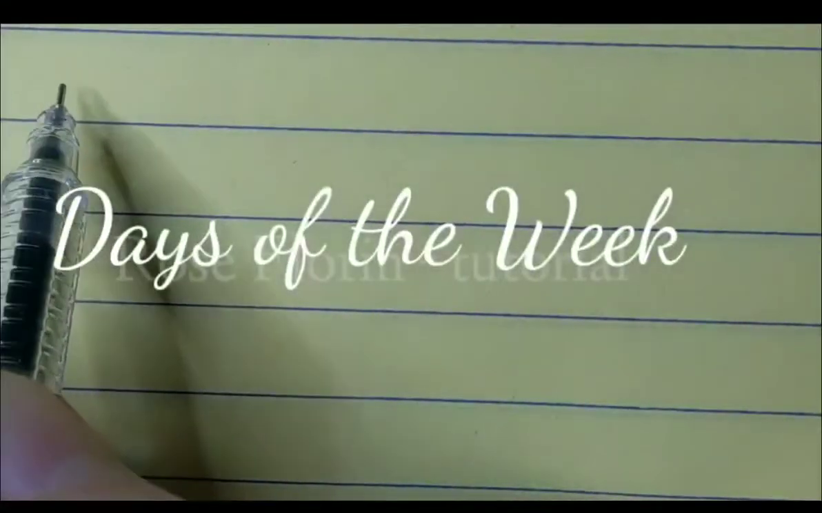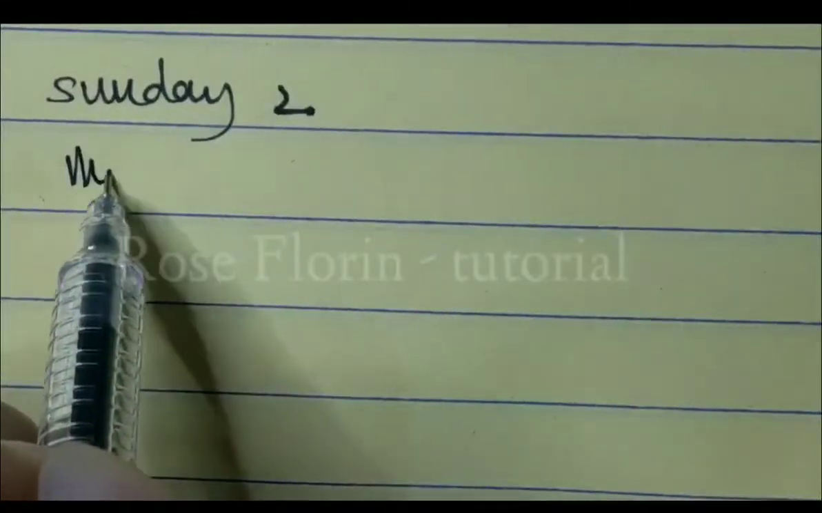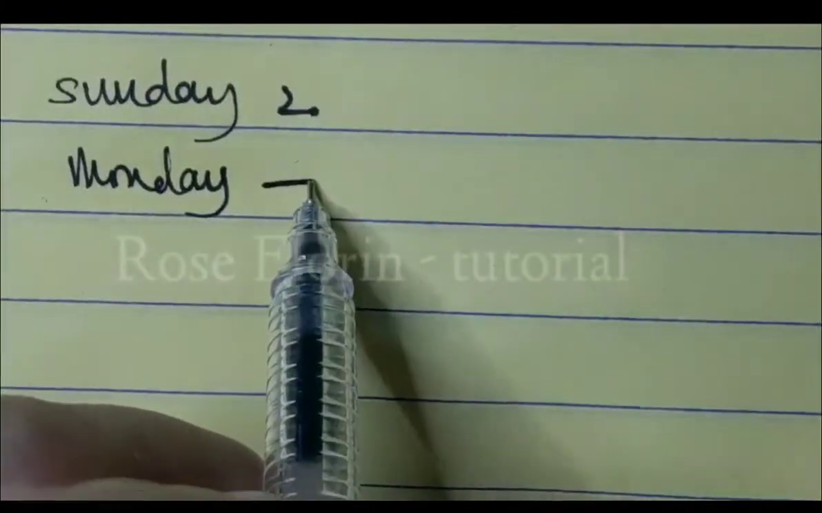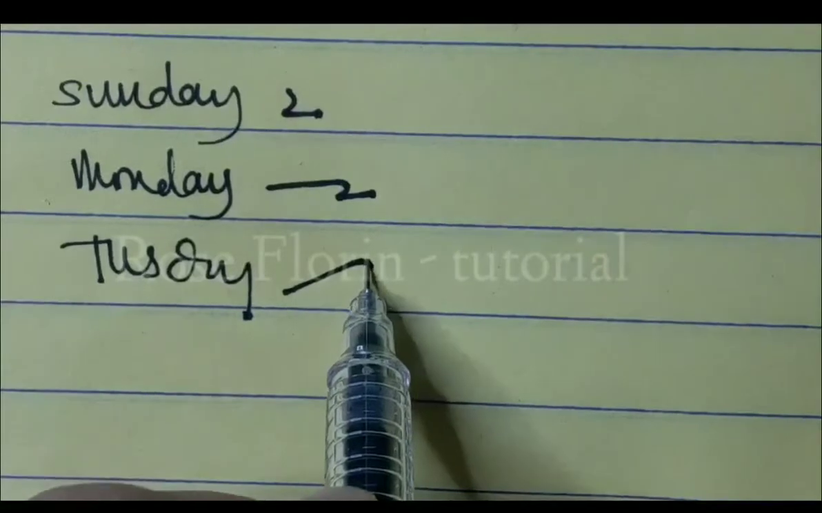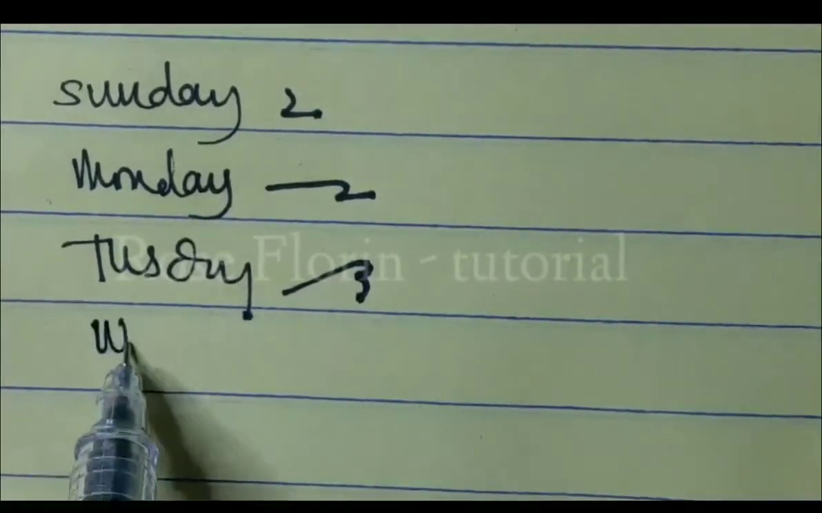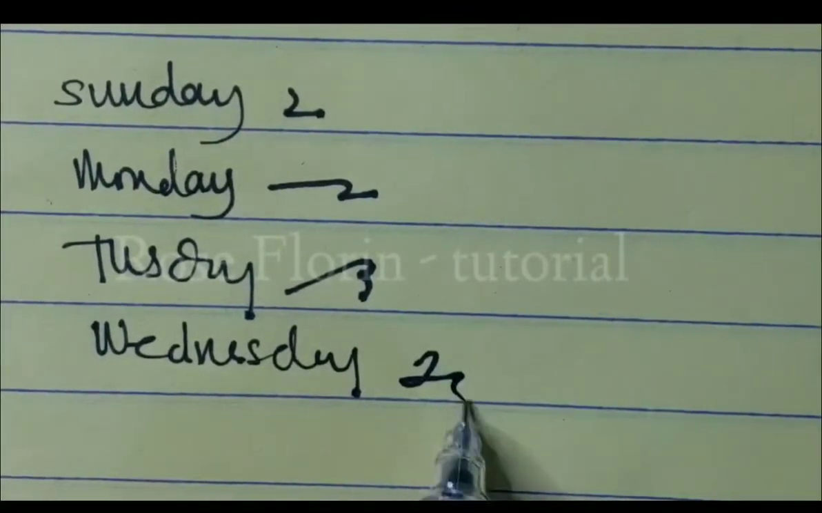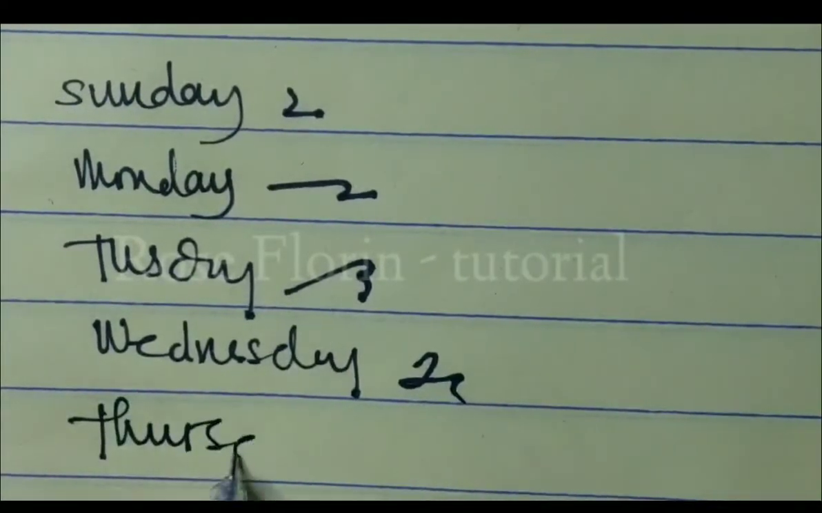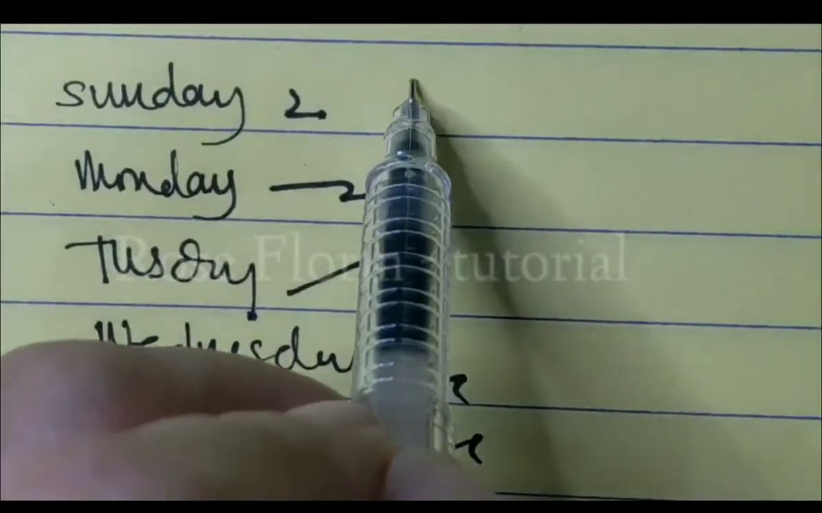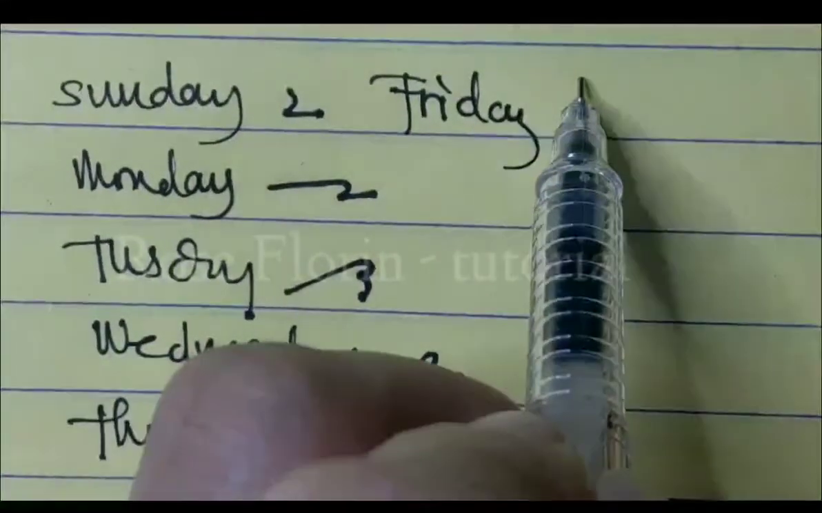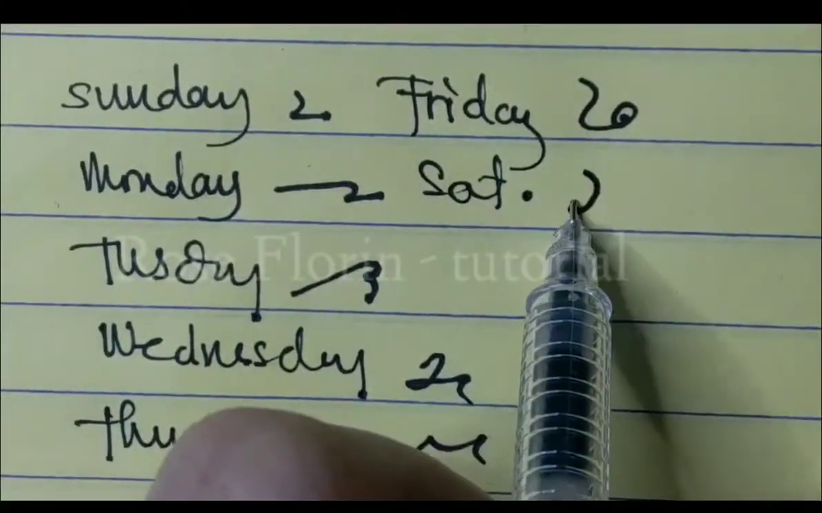Days of the week: Sunday, SN. Monday, MON. Tuesday, TUUS. Wednesday, UUENS. Thursday, RS. Friday, FR long I. Saturday, SAT.